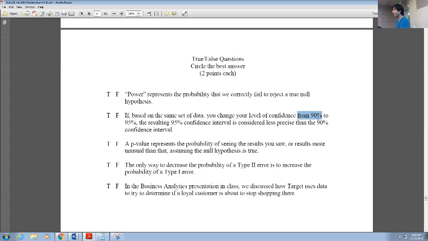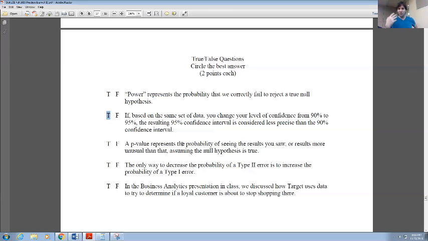But if we go from 90 to 95, and I kind of phrased it weird, is the 95 less precise? If we go from 90 to 95, is it less precise? Because 68, 95, so 90, 95, it is less precise. So that is true. We have less precise right here. That is true. Please tell me if I make any mistakes.